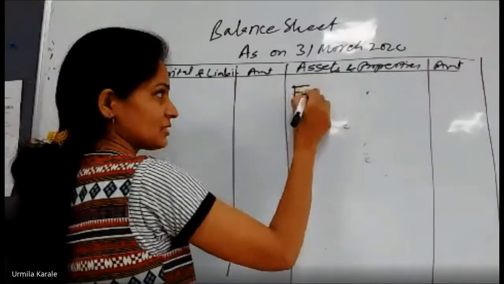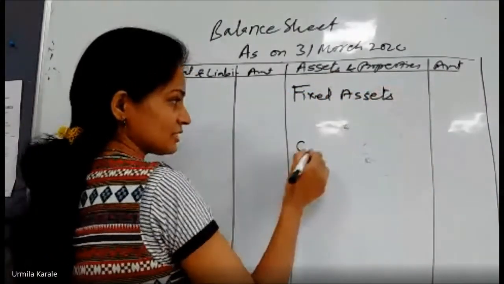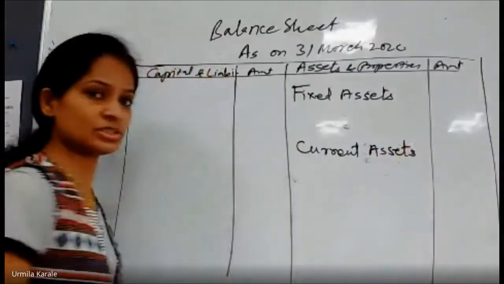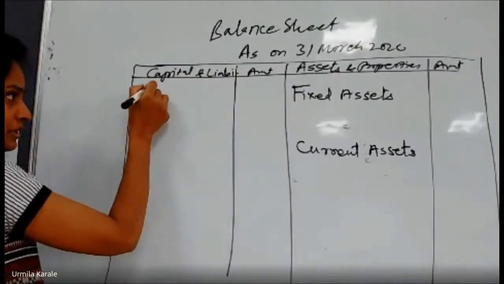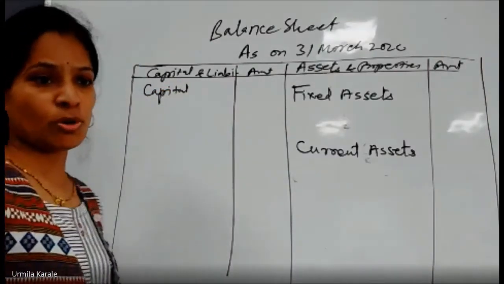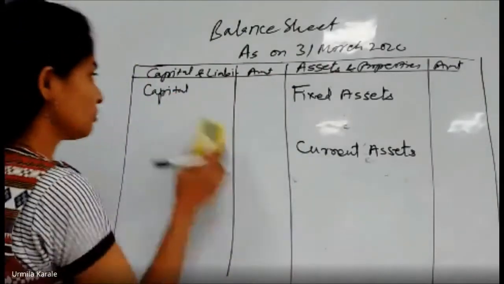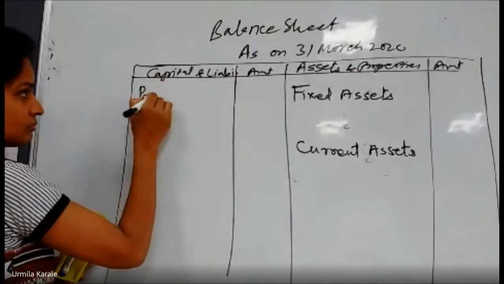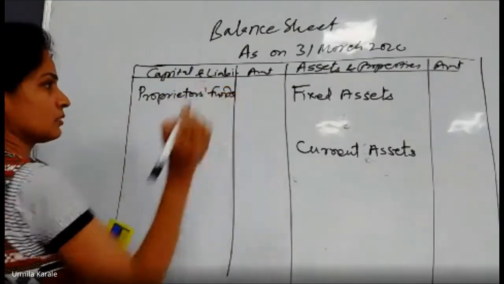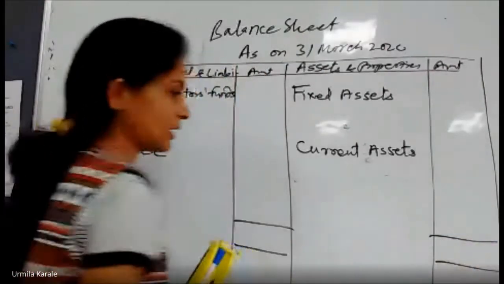Now, whatever components you have, accordingly you can mention. Now you have fixed assets, so we'll mention it here. Then you have current assets. Main components I'm writing first, then we'll see the details. Then we have capital. Instead of saying capital, since there are no borrowed funds, we have only proprietors funds, so you can also call this proprietors funds. Okay, and current liability. And this is your format.